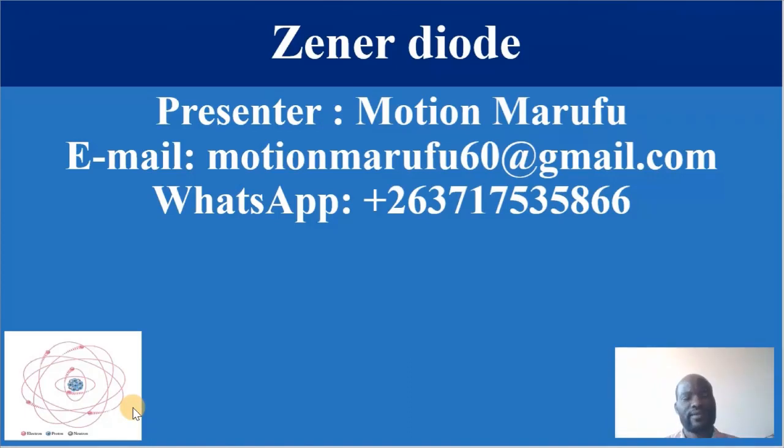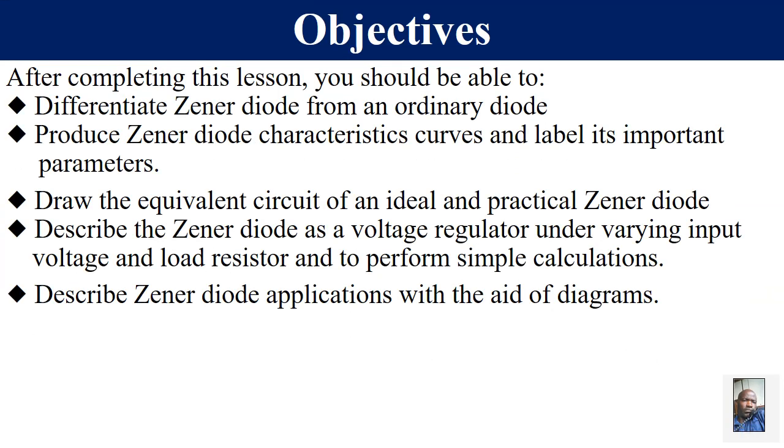Let's enjoy it. This is what you are expected to be able to do by the end of this video presentation. 1, you must be able to differentiate a Zener diode from an ordinary diode. It's a very important point. Number 2, you must be able to produce Zener diode characteristic curves and label its important parameters. That is very, very important as well. Then you must be able to draw the equivalent circuit of an ideal and a practical Zener diode, just like what we did on an ideal diode and a practical diode.